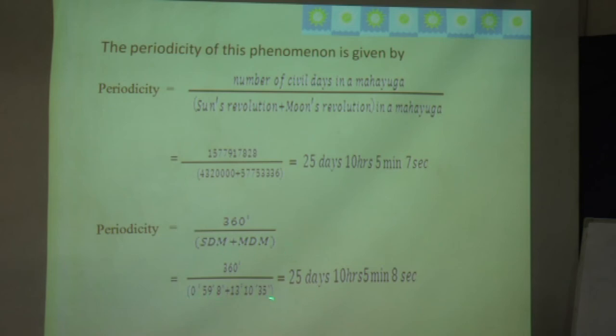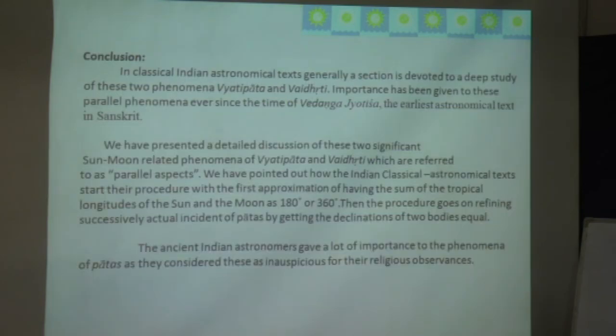By taking the mean daily motions of the sun and the moon, I have come to this 25 days, 10 hours, 5 minutes, 8 seconds. So this is how we can find out the periodicity of Vyatipata and Vaidhrti.